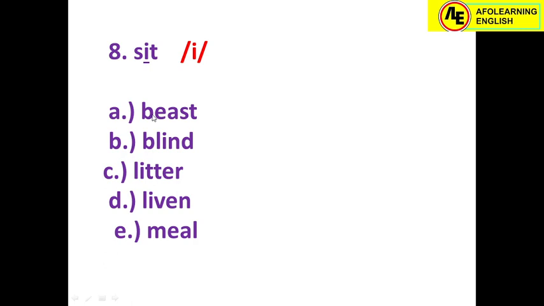Number 8, we have sit. The short i. Option A, beast. That's the long E. So option A is wrong. Option B, blind. This is a diphthong, so it's wrong. Option C, we have liter. Yes, option C is the correct answer. Option D, leaven. This is a long E, so it's wrong. And option E, we have meal, long E as well, so it's wrong. The correct answer is option C.